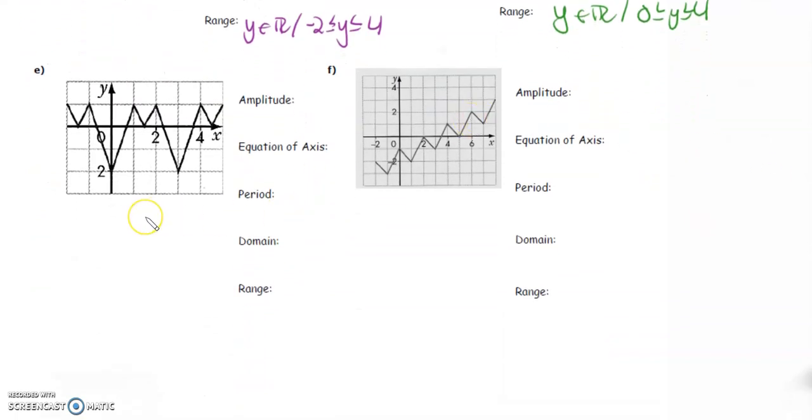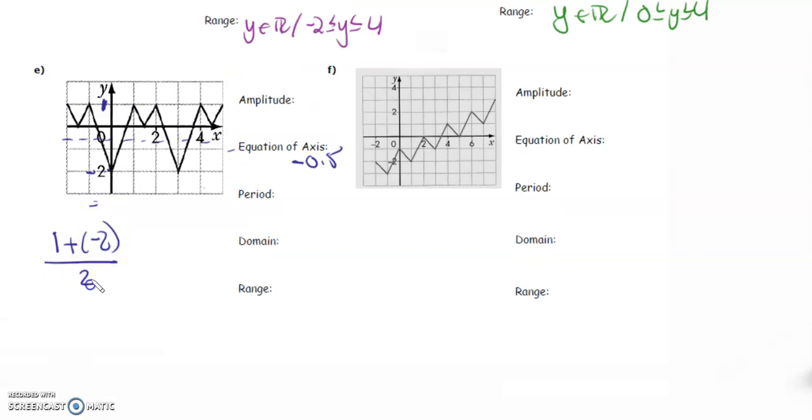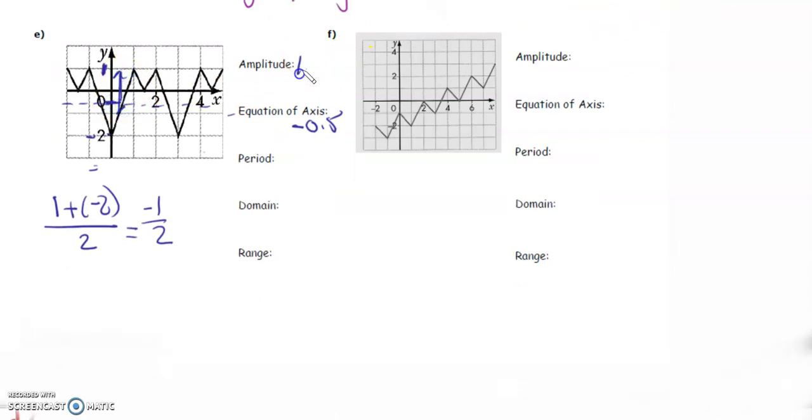Okay, E, our amplitude for E, let's start with the equation of axis. Each of these boxes is 1. So what's the middle number between 1 and -2? It's -0.5. If you have to do that mathematically, 1 plus -2 over 2, which is -1 over 2. Okay, the amplitude, going from -0.5 all the way up to 1, we get 1.5.